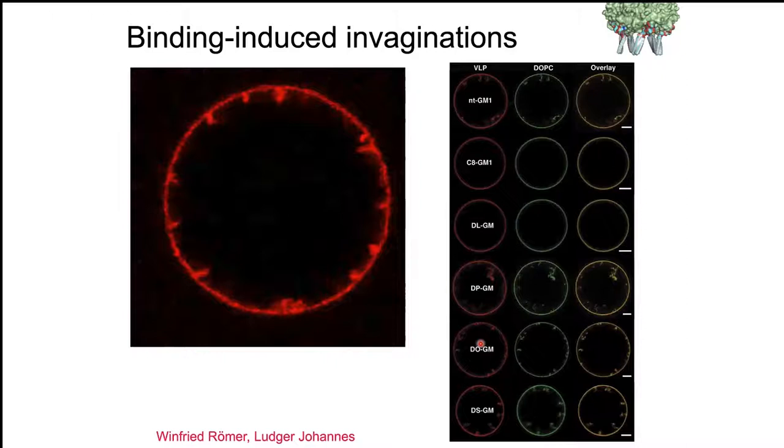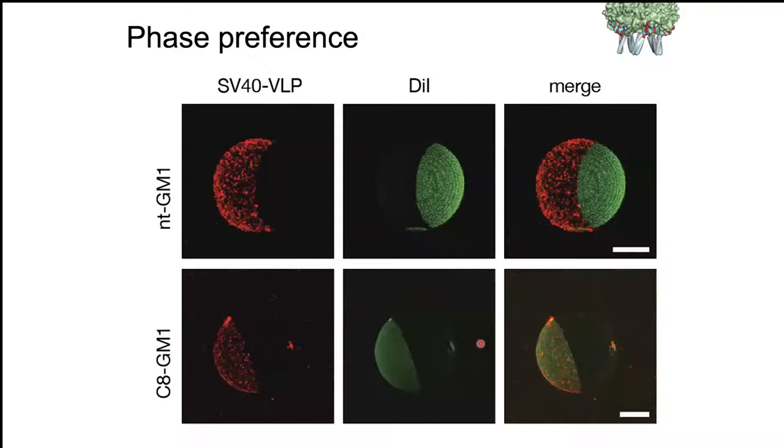At the same time, we also have a phase preference for the virus when it binds to the long acyl chain lipid that is different from the so-called disordered phase. So we have here the disordered phase in green, the ordered phase with the virus in it in red. If we have the short acyl chain, both virus and lipid go to the disordered phase. Okay.